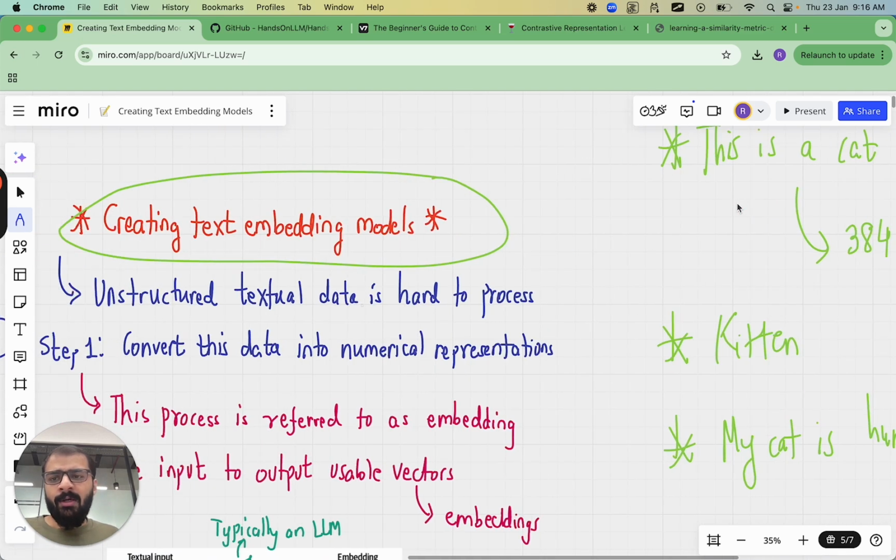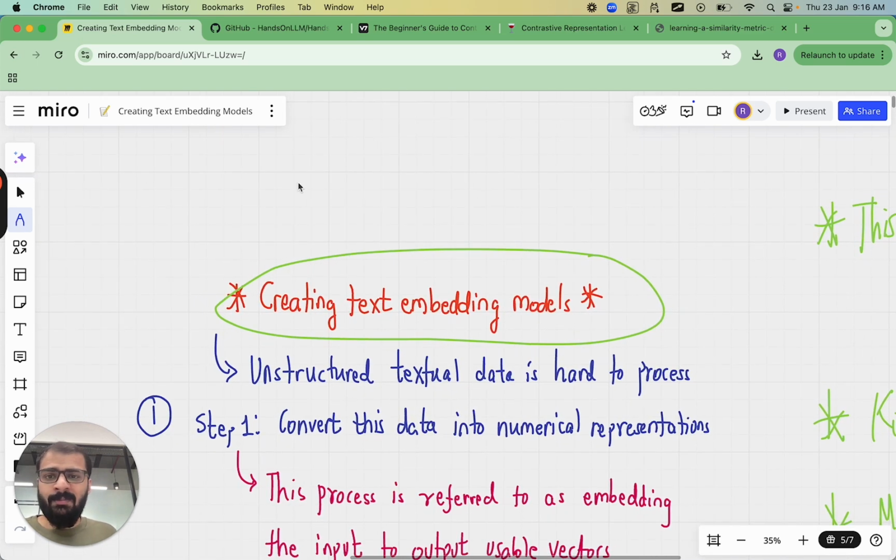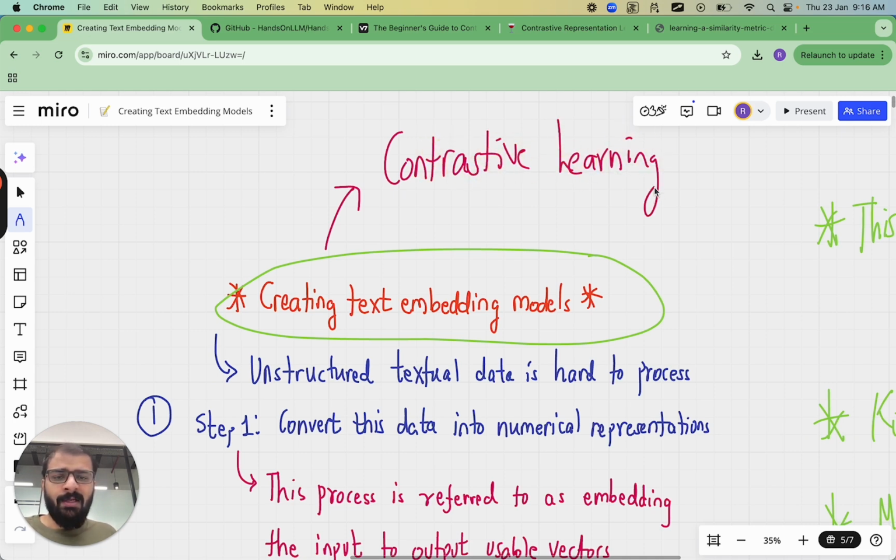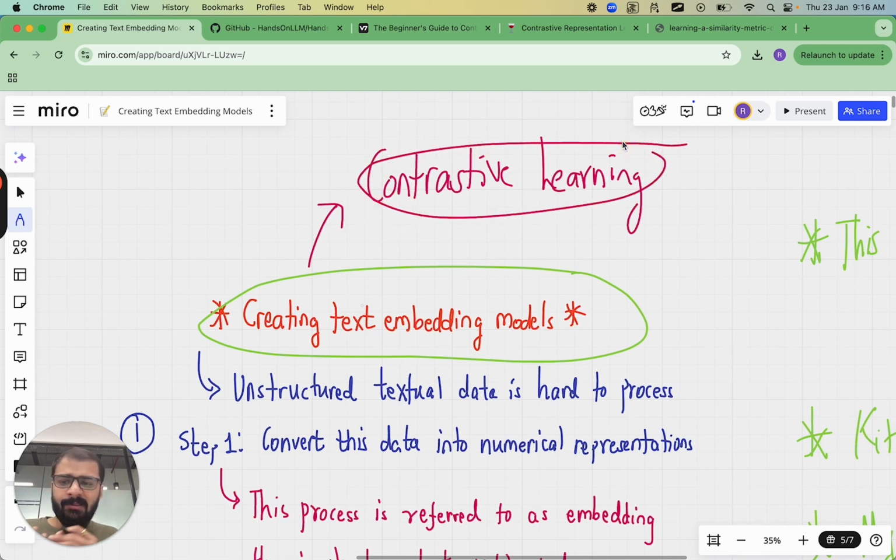So today we are going to discuss one method especially, and that method is called contrastive learning. Contrastive learning is a method which takes text or images and helps us convert them into embedding vectors such that the meaning is preserved.